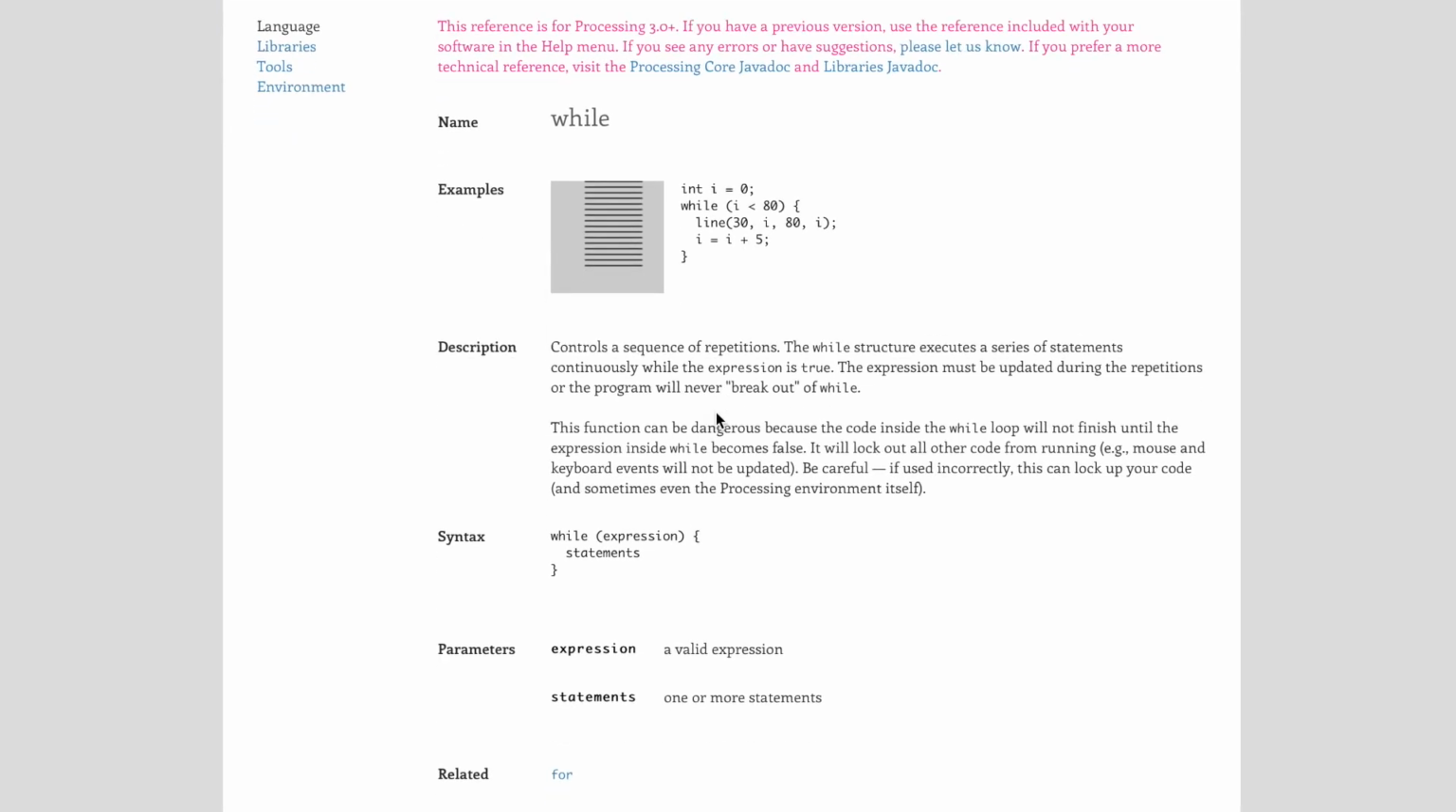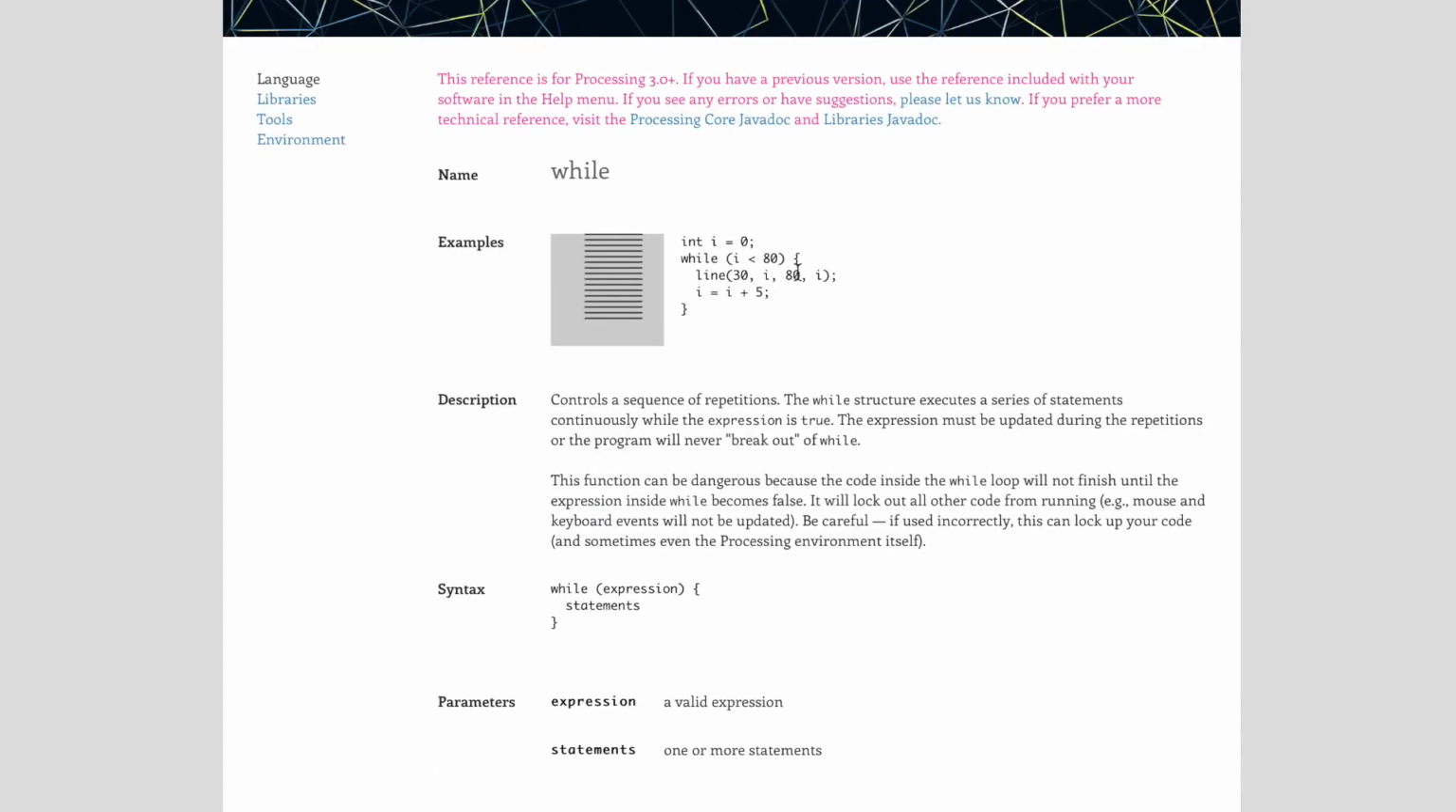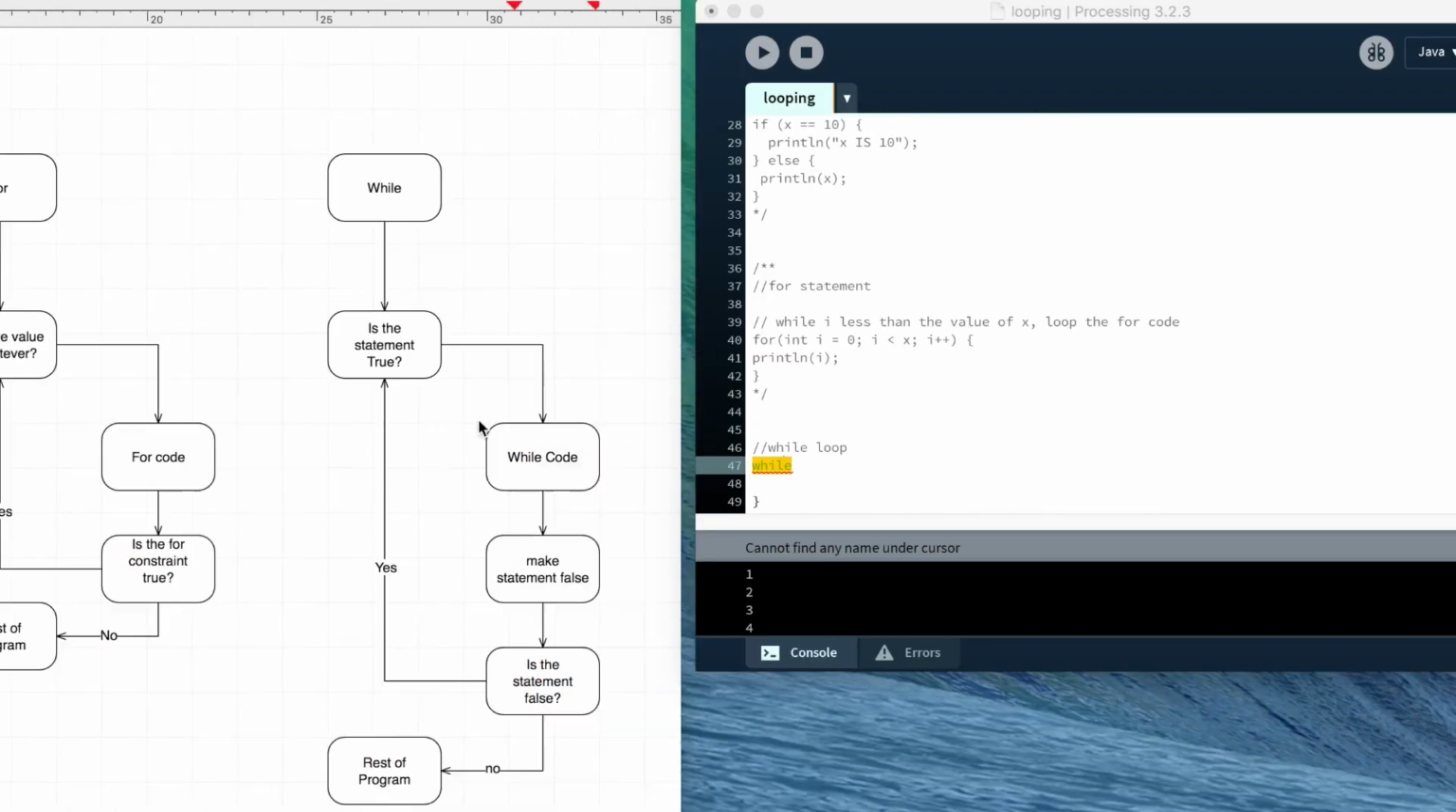So in the while loop, we can see that it runs almost identically to the way the for loop did, yet it lacks the self-updating within the parenthesis. So while something equals something, execute the statements, exit. Using the example provided here, you can see that while i is less than 80, do something, but then they also have the additional line of i updating, which was present in the i plus plus statement of our for loop.